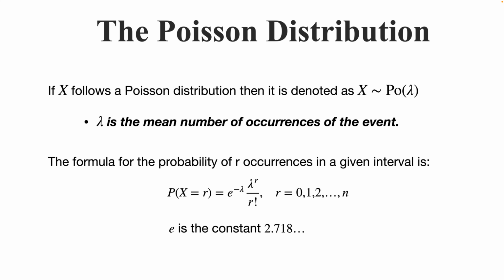e is the Euler constant, and it's approximately 2.718. And r factorial is r times (r minus 1) times (r minus 2), all the way to 1. So 5 factorial means 5 times 4 times 3 times 2 times 1.